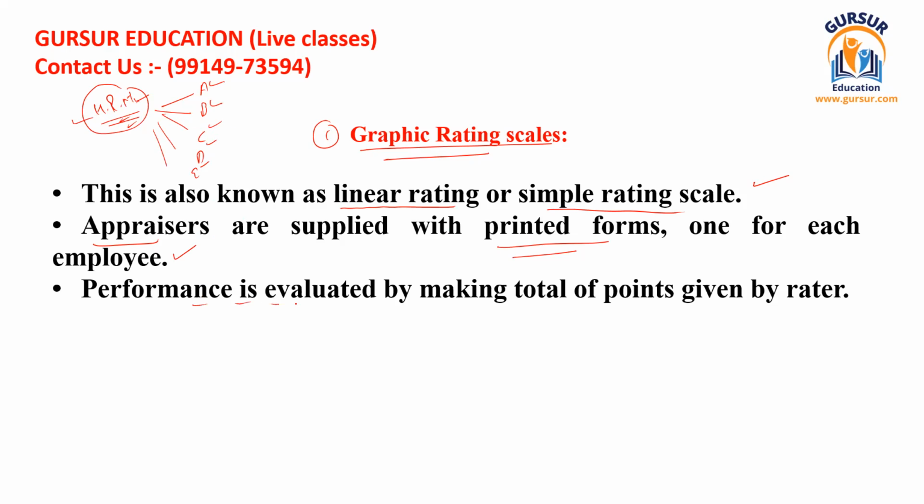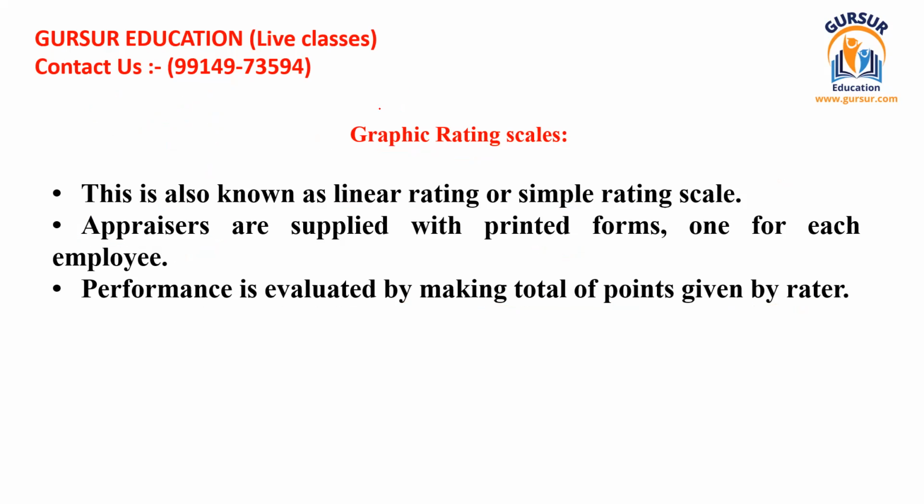So in this way, performance is evaluated by making total points given by the rater. Who is the rater? The rater is the appraiser. He is the human resources manager or the immediate manager or supervisor of the employee. He just takes that printed form and writes the points for individual habits or traits of the employee. So this method is known as the graphic rating scale. This is the first method under trait methods.